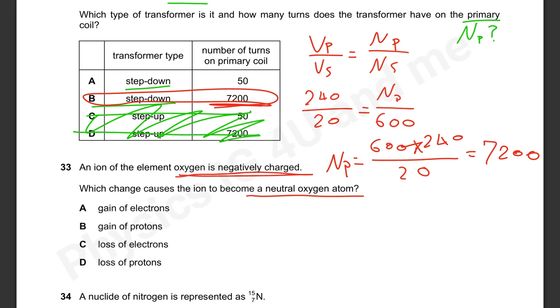To be neutral, it has to lose electrons, right? Because it is negatively charged, so I need fewer electrons. I need the electrons to be equal to the protons. So it should lose electrons because electrons are negative. It is option C. I hope it's clear.